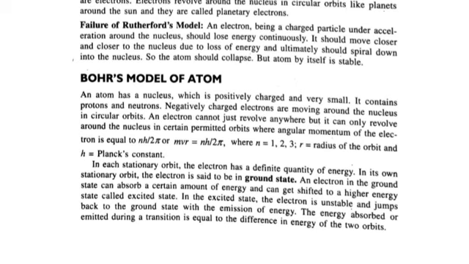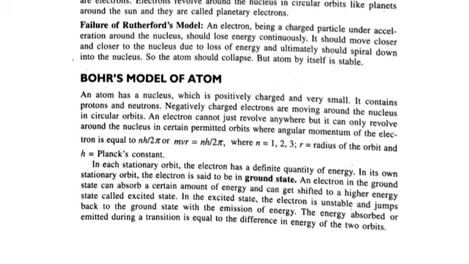The electrons move in circular orbits, and the electrons cannot revolve anywhere, but can only revolve around the nucleus in certain permitted orbits, where the angular momentum of the electron is equal to n h by 2 pi, or m v r is equal to n h by 2 pi, where n is equal to 1, 2, 3, r is the radius of the orbit, and h is the Planck constant, that is 6.626 into 10 to the power minus 34 joule second.